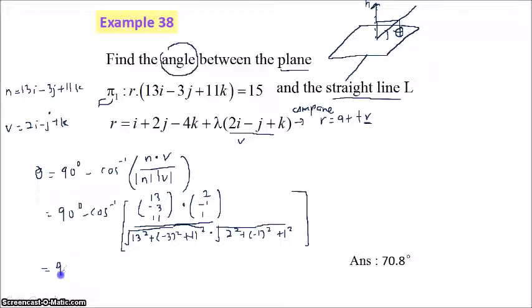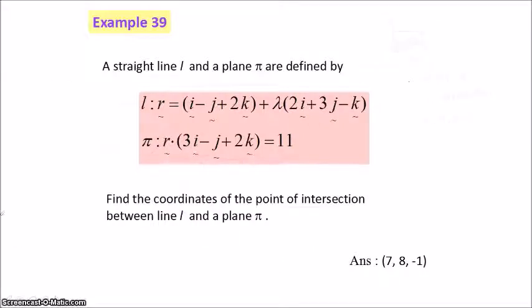Okay, and then the final answer will be like this. And I'm sure you'll get the answer. It's very well. So remember the dot product, you must have a scalar value. You calculate for the magnitude value of n and magnitude value of the vector of the line, so you get the angle 70.8.